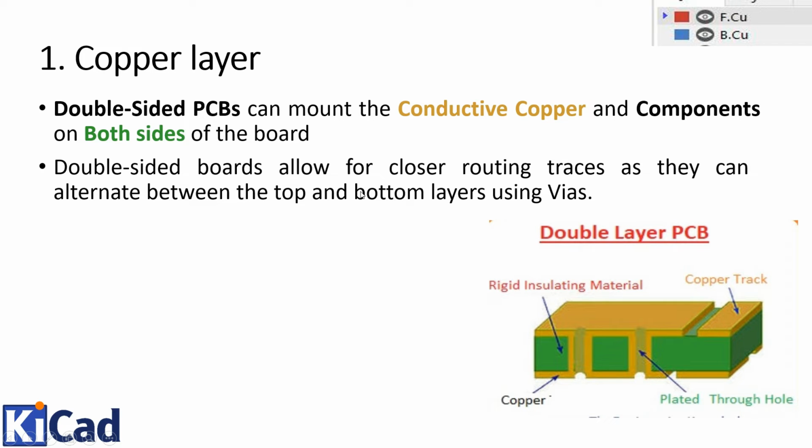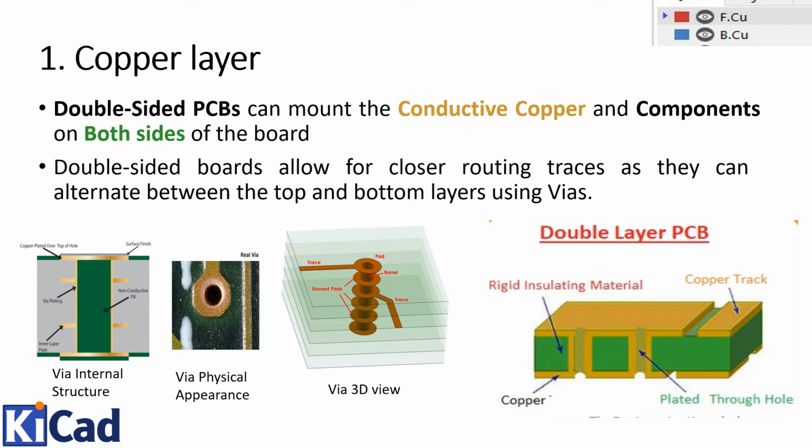Double-sided boards allow for closer routing tracks, as they can alternate between the top and bottom layers using vias. So in double-sided boards you can draw tracks from top to bottom. Let's say if we have some component on the top of the board and some on the bottom, then we can connect the top of the component with the bottom using vias.